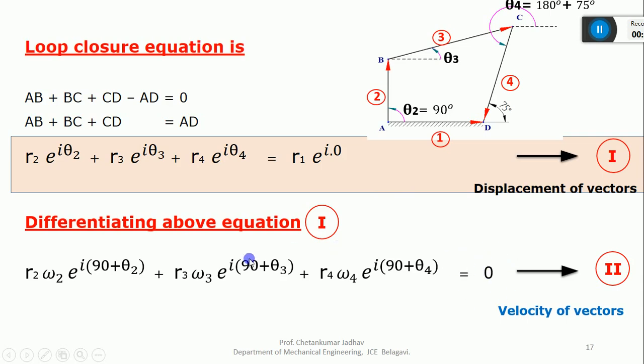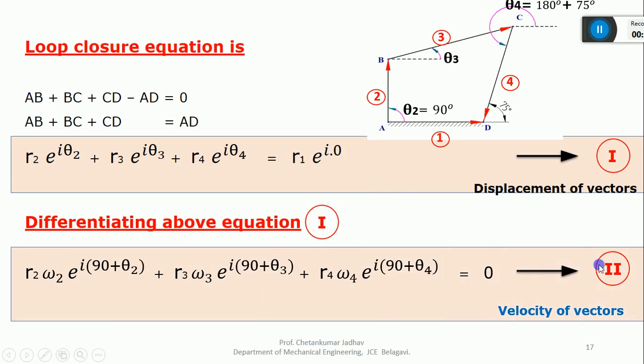So this equation I'll denote as the second one, which is nothing but the velocity vector. Similar to the differentiation, we are following the same steps. First you got the displacement vector, that is equation 1. When you differentiate equation 1, we'll get this one, that is the velocity vector. Directly using the formula r omega e raised to i(90 plus theta), I have written here. So I have changed the suffixes. If it is with respect to the second vector, I'll write 2 and 2. If it is with respect to the third vector, I'll write 3. In the same manner for 4.